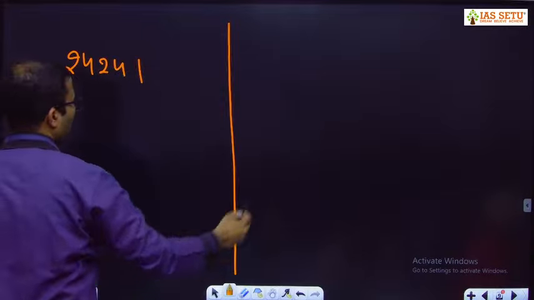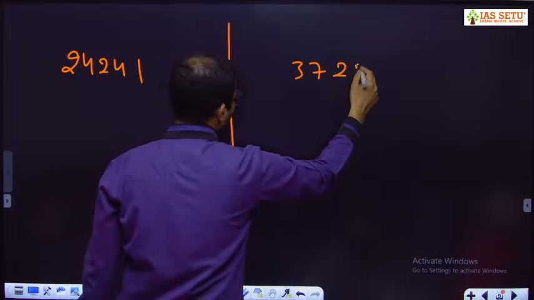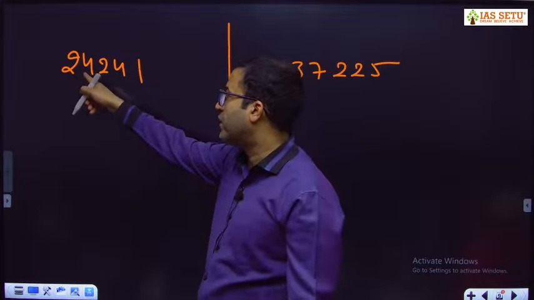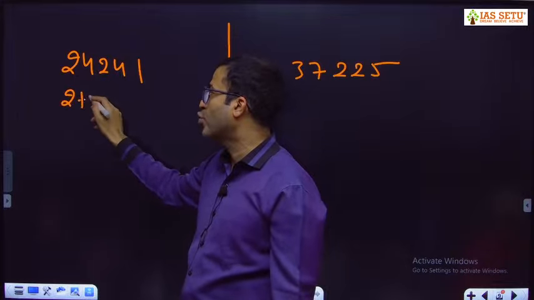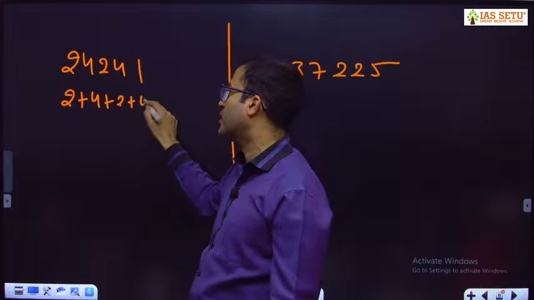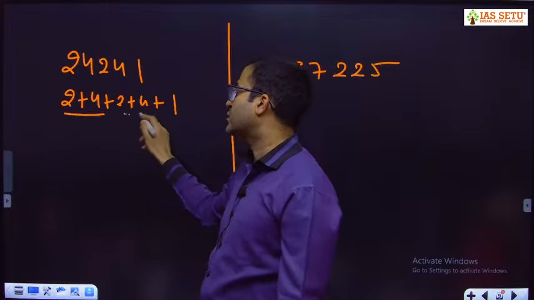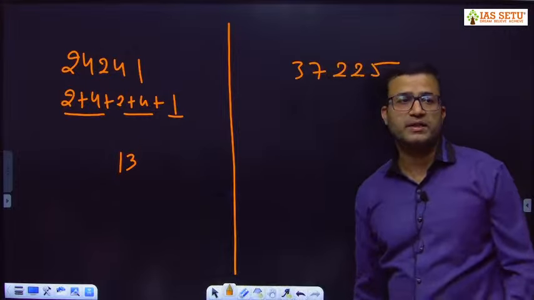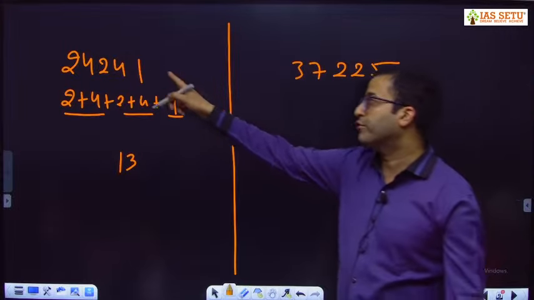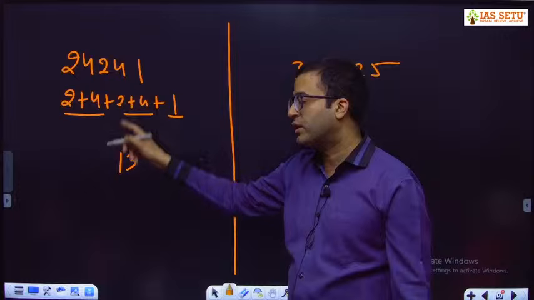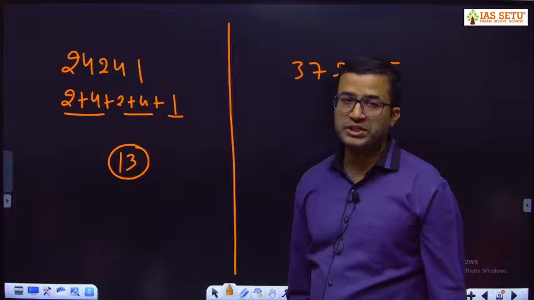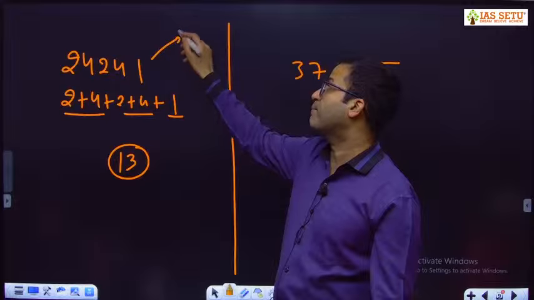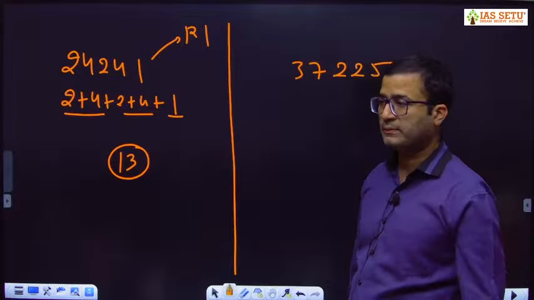24,241, 37,225. Okay. So now here, first step we will add 2 plus 4 plus 2 plus 4 plus 1, 6 plus 6, 12 plus 1, 13. Tell me, is this 13 divisible by 3? No. Then if you divide this number by 3, what is your remainder? For that, 13 is sufficient. 13 divided by 3, what is your remainder? 1. So it means this complete number gives you remainder 1.